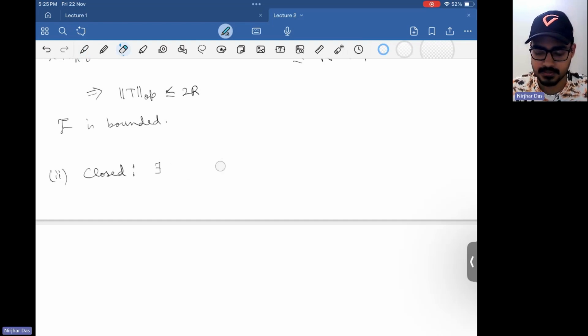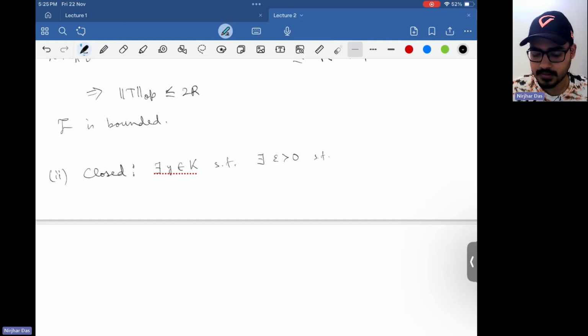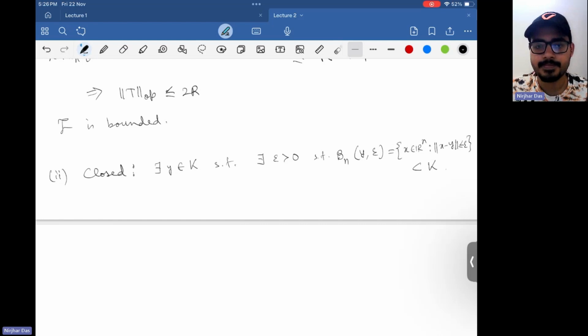So let me restart it this way. There exists some point y in the convex body such that for this point y there exists epsilon greater than 0 such that the ball of radius epsilon around this point y, which we wrote last time as B(y, epsilon), is contained inside the set K. This can also be written as all x belonging to R^n such that norm of x minus y is less than epsilon. This is contained inside K.